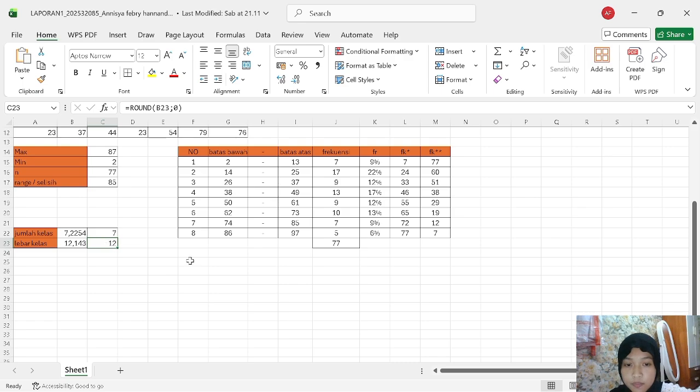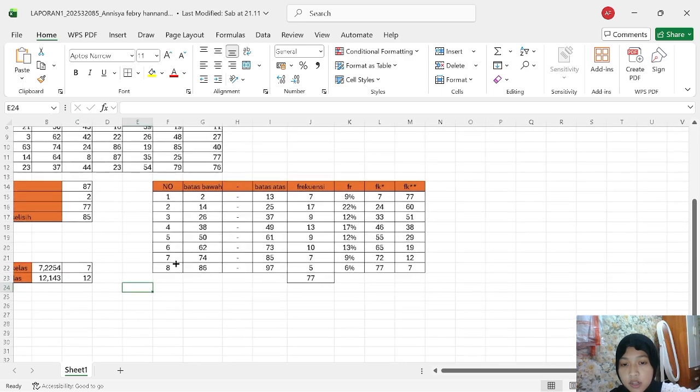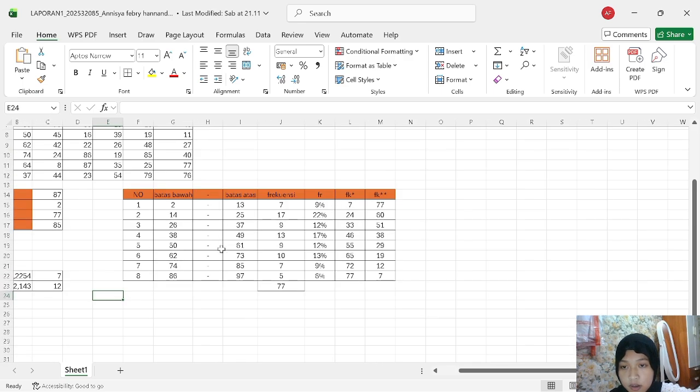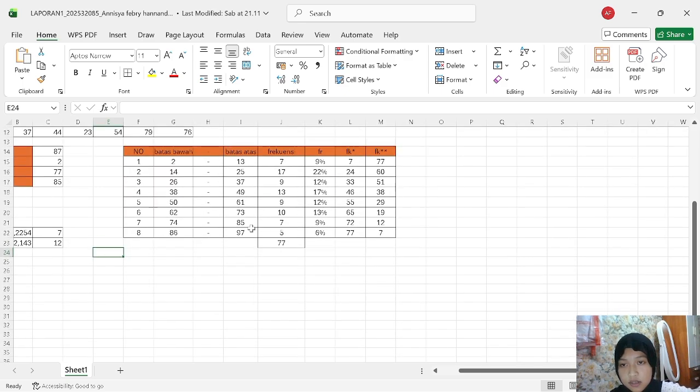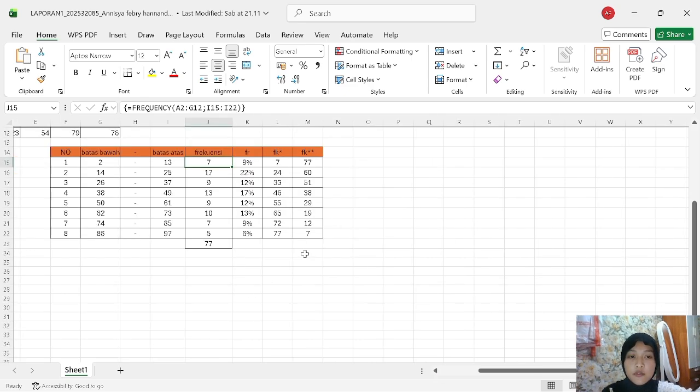After that, I determined the lower and upper class boundaries to form data intervals. Next, I calculated the frequency of each class using the frequency formula to find out how many data points fall into each interval.